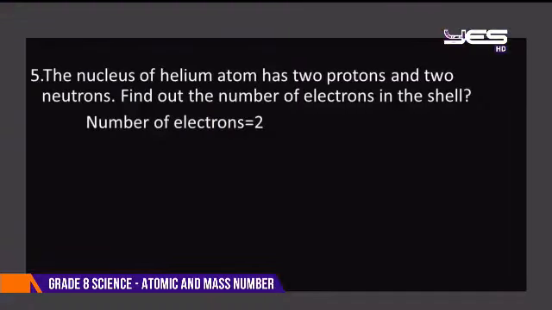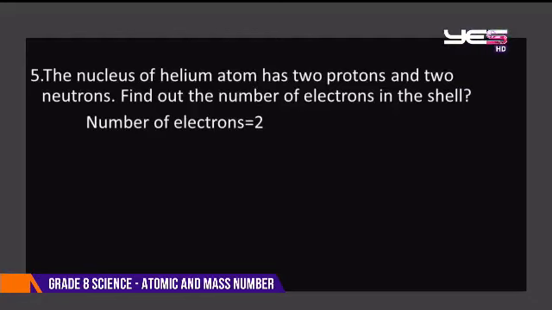Okay, then the fifth sample question is, the nucleus of a helium atom has 2 protons and 2 neutrons. Find out the number of electrons in the shell. Okay, which atom is it? It is the helium atom. Its symbol is He. It contains how many protons? It contains 2 protons. And what do we have to find out? We have to find out the electron number. That means proton number and electron number are the same. The answer is 2. Helium atom contains 2 electrons in its shell.